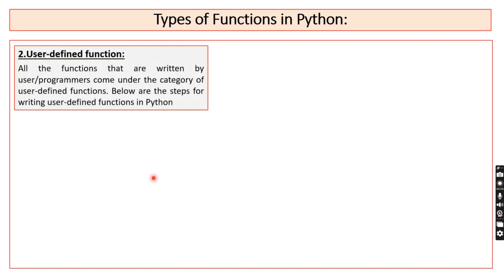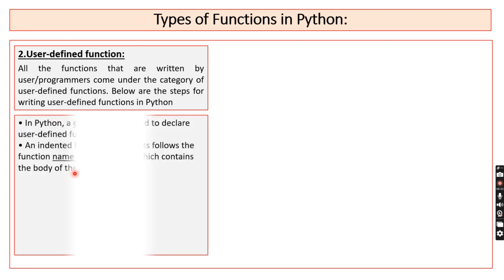Next, the second one is user defined function. The name indicates that "user" means who are writing the program or who are using the system. All the functions that are written by the user or programmers come under this category, that is, user defined functions. Below are the steps for writing user defined functions.